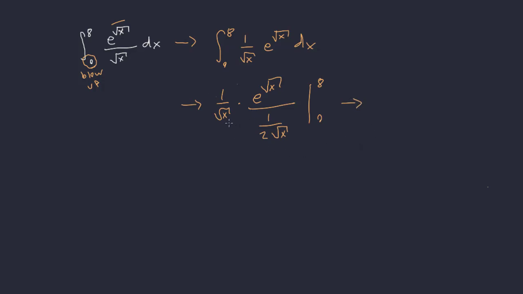If you don't see it yet, we have some cancellation here. So I'll invert and multiply. This will be 1 over the square root of x times 2 square root of x over 1 times e to the square root of x, which we'll evaluate from 0 to 8. And the square roots of x cancel, which is what we need for quick u substitution to work.